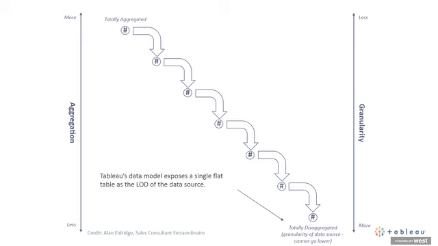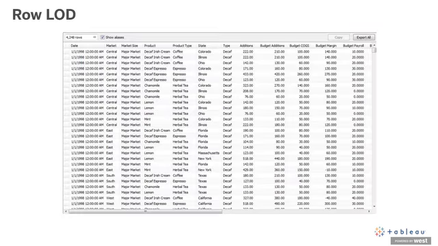So the very first level of detail, which is apparent in Tableau, is what we call the LOD of the data source. Tableau's data model exposes a single flat table. So when you create a data source in Tableau, logically what you're connecting to is a flat table of data. And if you view underlying data in Tableau, you'll basically see what we call the row LOD, right? So the level of detail of a single row of data per piece of information.